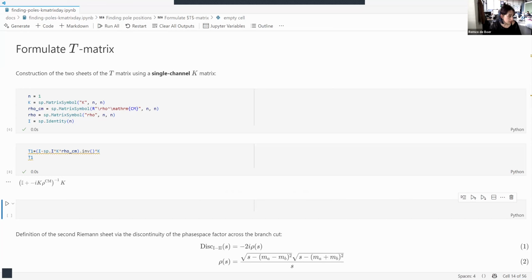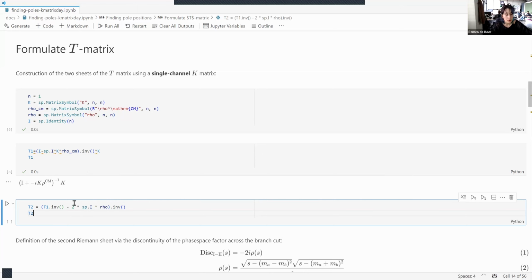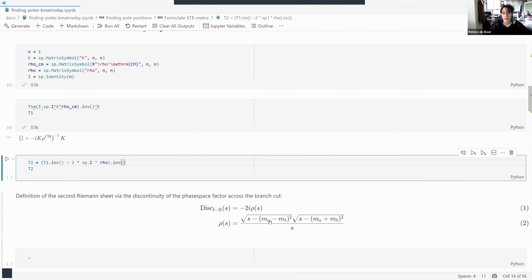So the same thing I can now do for my second sheet. This I will copy paste real quick. Just for information, as Misha told you before, I'm constructing the second sheet now by adding up the difference, so the discontinuity across the branch cut. So this 2 i rho factor here, and for 2, I'm taking, of course, the inverse here. So I calculate the first sheet from the second sheet by adding up the discontinuity of 2 i rho across the branch cut. Important thing is here that now rho is not a Chew-Mandelstam phase space vector. It's essentially the square root definition we defined before.